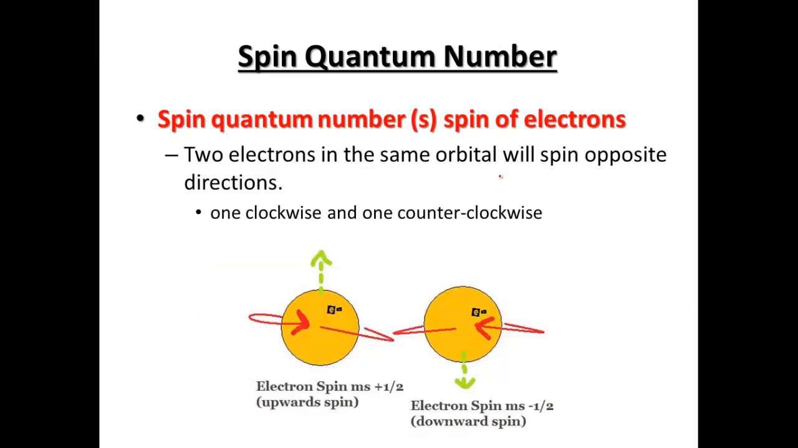And our last one, the spin quantum number, s is the abbreviation there. 2 electrons in the same orbital will spin in opposite directions, kind of like clockwise and counterclockwise, or up and down, where one would be spinning one direction and one would be spinning in the other, so that they don't actually run into each other. So as we're going, the spin quantum number, we're going to refer to a lot of times as upward spin, kind of going up, or downward spin, going down.